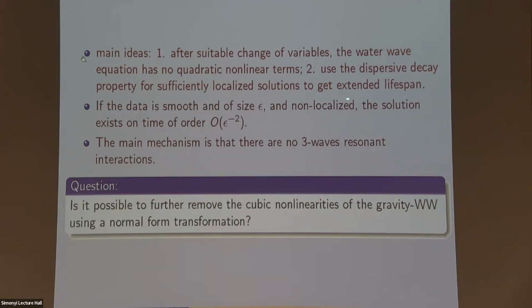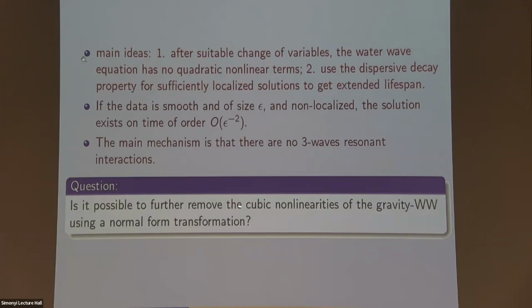Okay, and crucial for these global, almost global, or long time existence results is that you also use the dispersive decay property. Otherwise, the data has to be sufficiently localized. Of course, there's always a certain decay mechanism built in at infinity. But if you just deal with periodic data, then we can solve only for time epsilon to the -2 if the data is of size epsilon, because the quadratic nonlinear term can be removed.